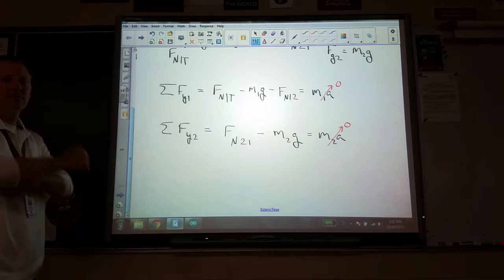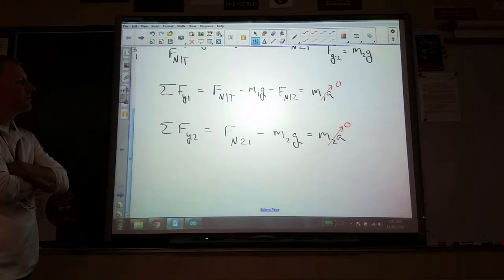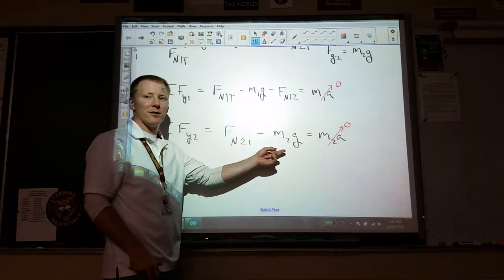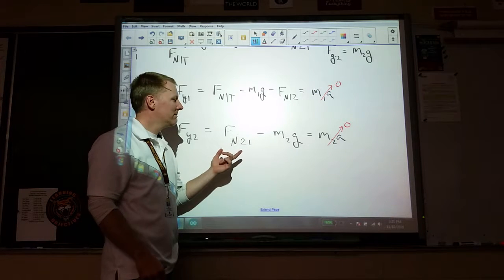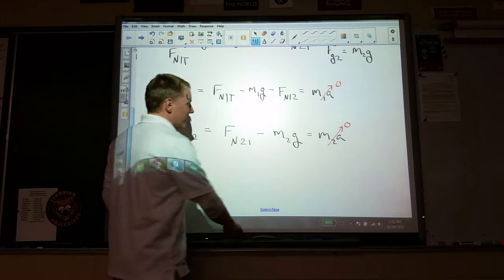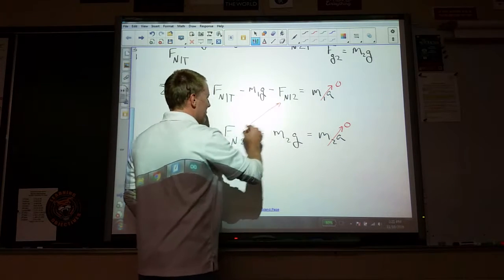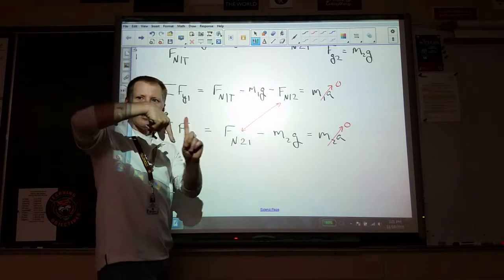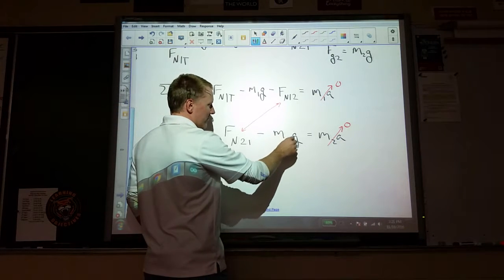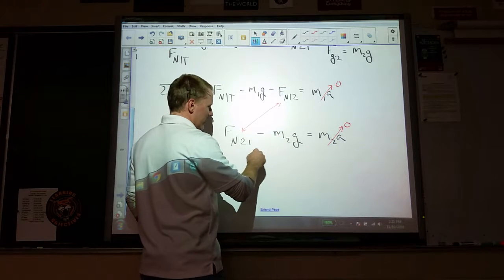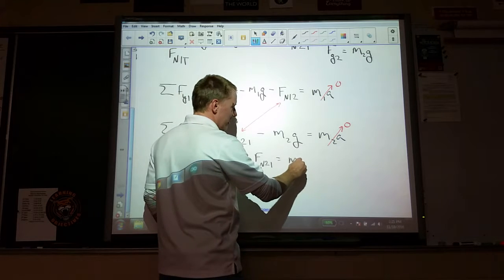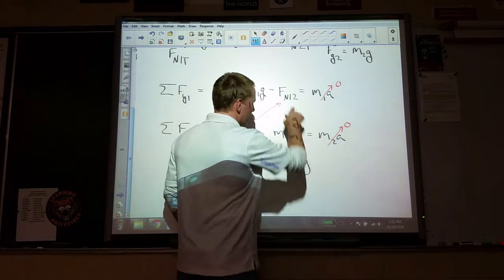Would that make that whole thing 0 then? This is 0, yeah. So what does that tell us about these two? They're the same, just opposite directions. So if we also realize that these two are the same, because they're the equal and opposite forces between the books, so if we took this one, FN21 must equal M2g, we could also put it up here.